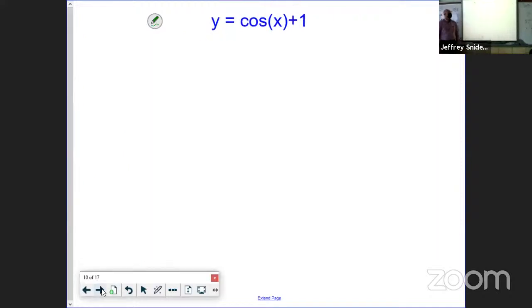All right, here we go. So this is a cosine curve now. Cosine of x plus 1. Oh, when you come back, we'll keep going with this.